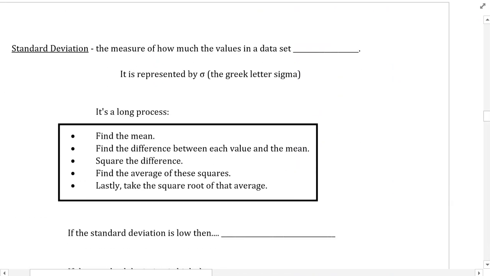Now, our standard deviation is a measure of how much the values in a data set vary. It's represented with a lowercase sigma. Look at that, lovely. It looks like O with a ponytail. And it's kind of a long process. We're only going to do it once by hand just so that you can see what's happening. And after that, we won't do them by hand. So the first step you do is you find the mean, then you find the difference between each value and the mean, and you square those, you take the average of those squares, and then you square root those averages.